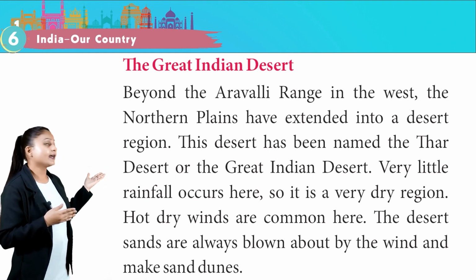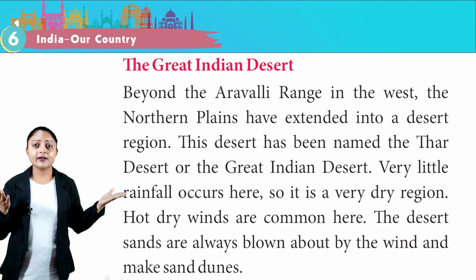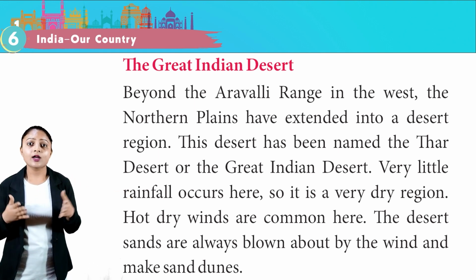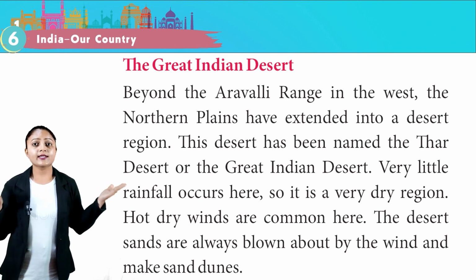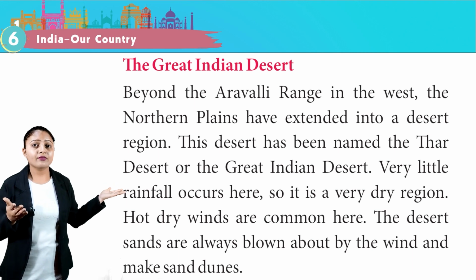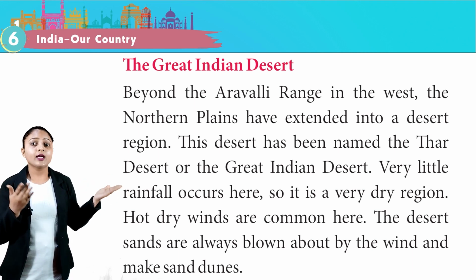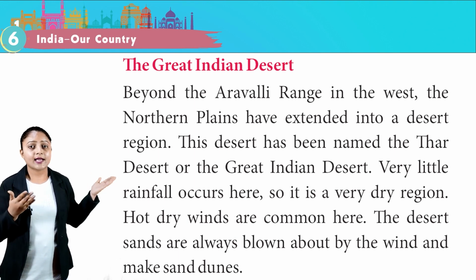The Great Indian Desert. Beyond the Aravalli Range in the west, the northern plains have extended into a desert region. This desert has been named the Thar Desert or the Great Indian Desert. Very little rainfall occurs here, so it is a very dry region. Hot dry winds are common here. The desert sands are always blown about by the wind and make sand dunes.